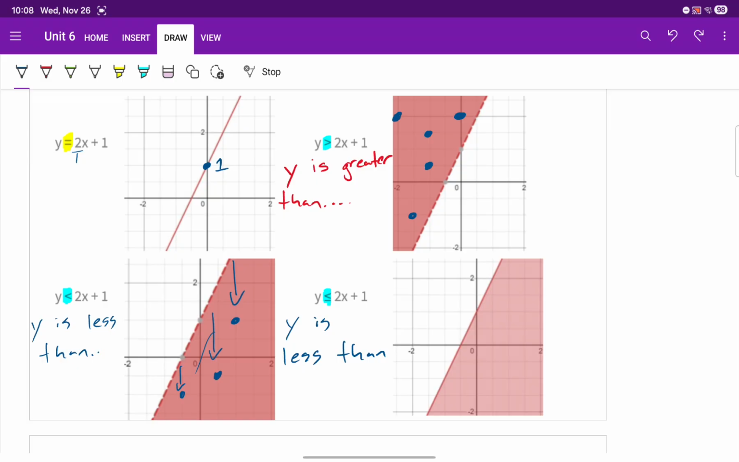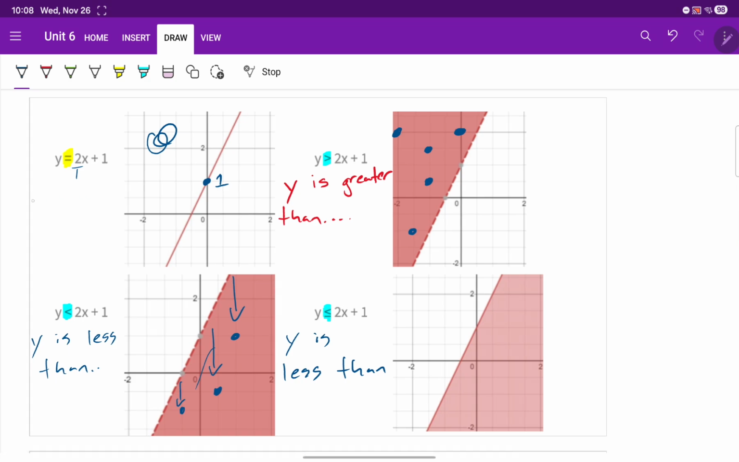The very first equation up here is solid. If I were to read that, it says y is equal to 2x plus 1. When it says equal, our line is solid. In the second one, it's y is greater than. It doesn't say greater than or equal to, it's just a greater than symbol. So because it's not equal to, my line is dotted.